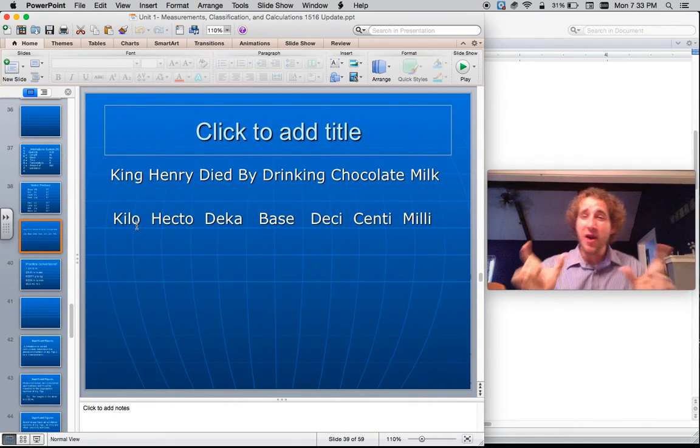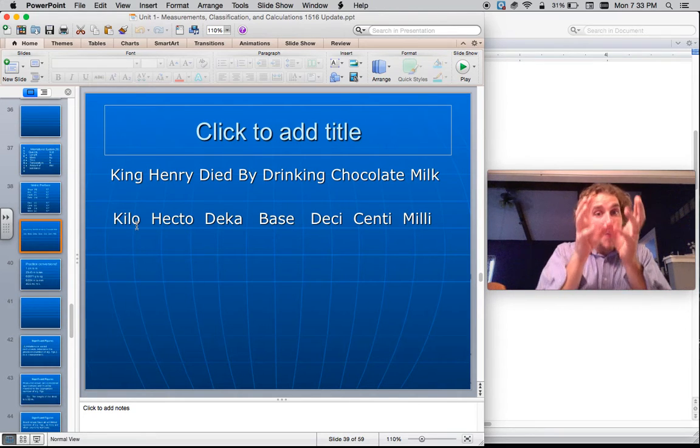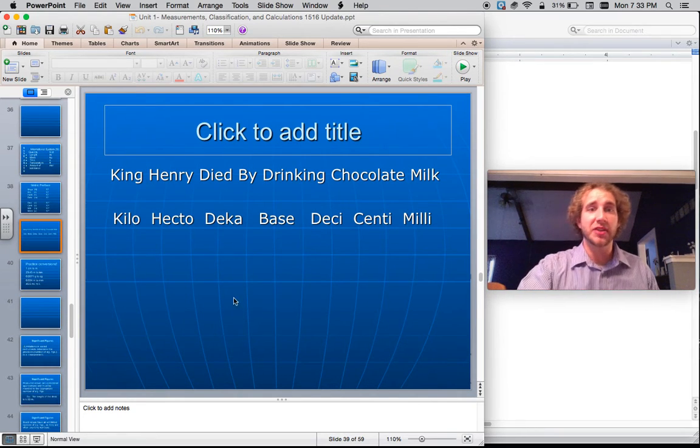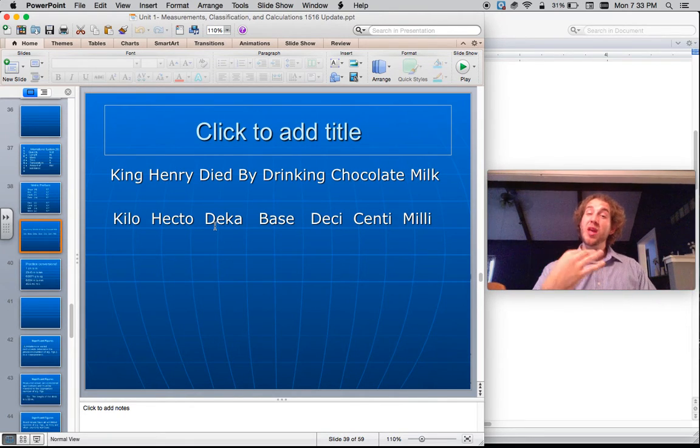And if we think about it like hopscotch, I love the metric system. It's all powers of 10. Every time you change from, say, base to deci, if it was hopscotch here and we're hopping from base to deci, we're changing by a power of 10. If we're going from base to deca, we're changing by a power of 10.